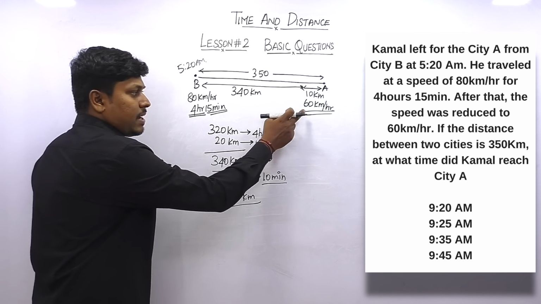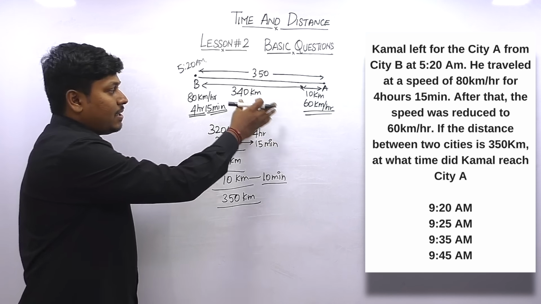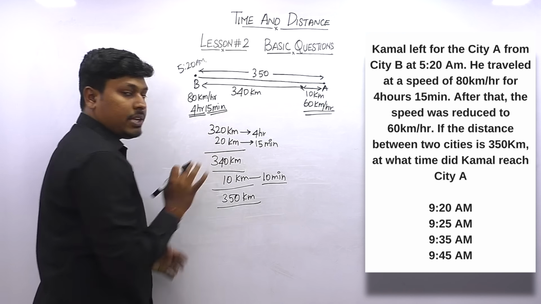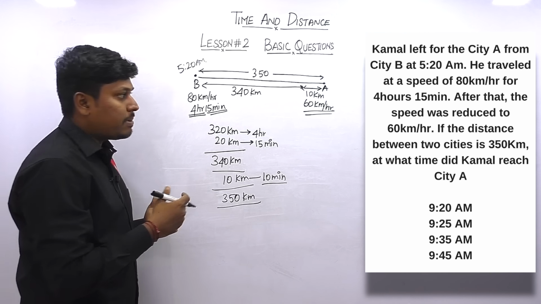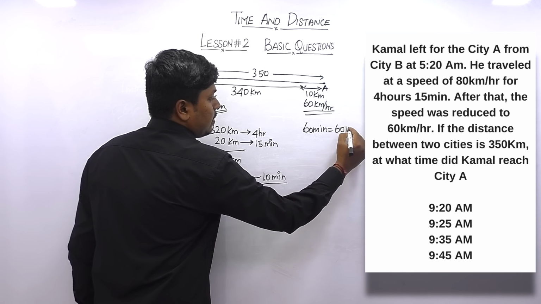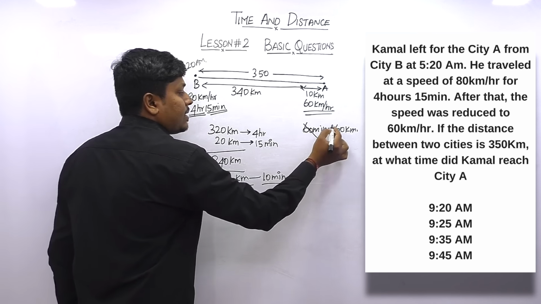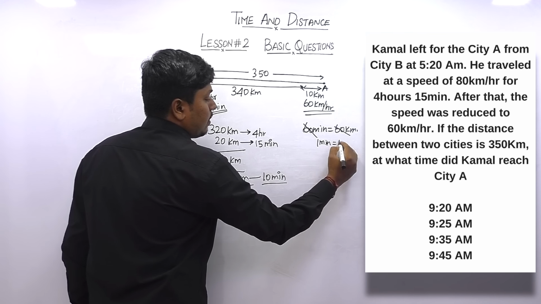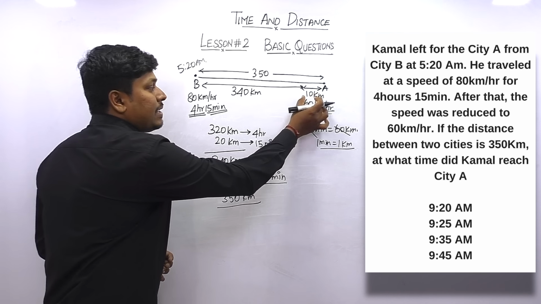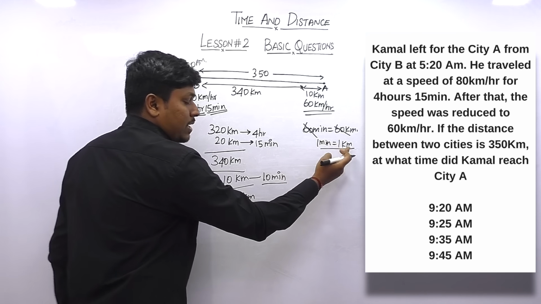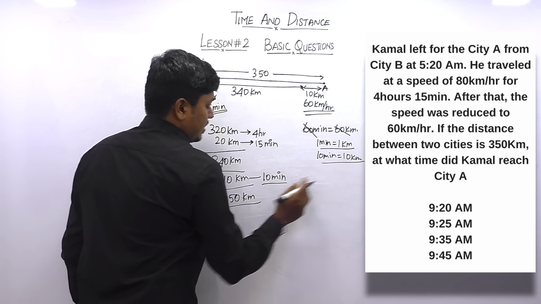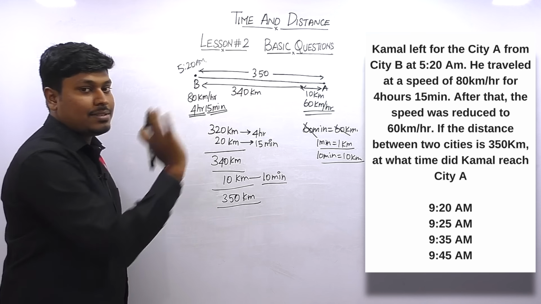Friends, got the logic, right? Understood how I have done this? Listen here, he already covered 340 km in 4 hours 15 minutes. Remaining we have 10 km. Now the speed is 60 km per hour. So the meaning is, for 1 hour, 60 minutes he is traveling 60 km. Got it? So if you cancel this, 1 minute will be 1 km. So for 1 minute he will cover a distance of 1 km. But we have only 10 km remaining. So 1 minute 1 km, then 10 minutes will be 10 km. So finally I have said that 10 minutes 10 km. So he reached city A.